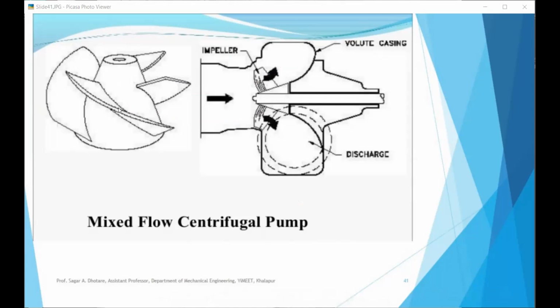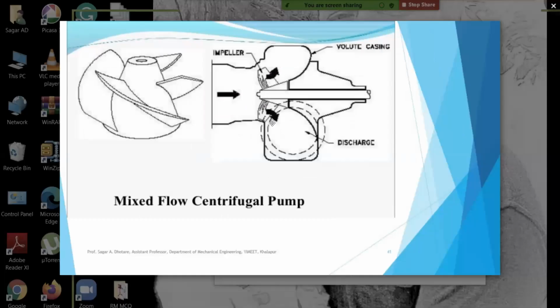So both axial as well as radial, the blades are made in such a manner that they possess the design of axial, that is a propeller type of impeller, and the water enters in an axial direction and leaves in a radial direction. So both manners we can follow over here.